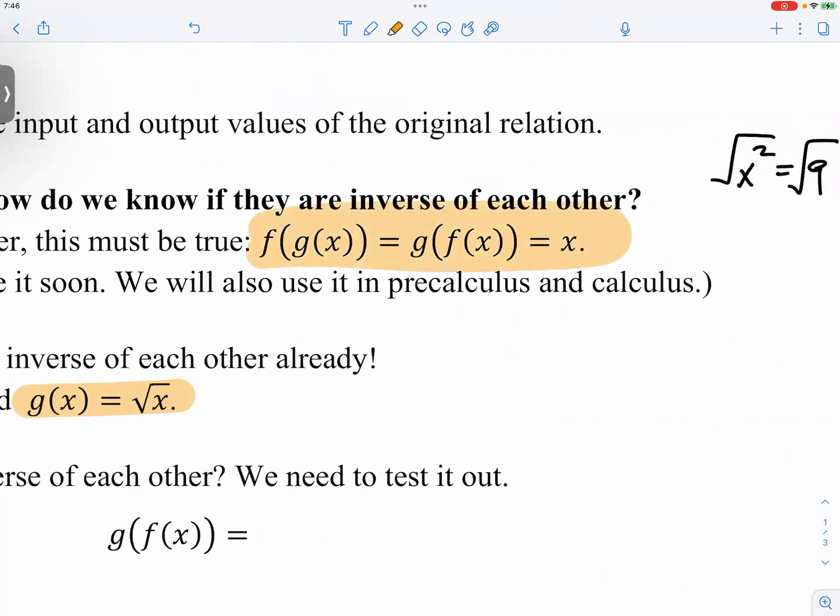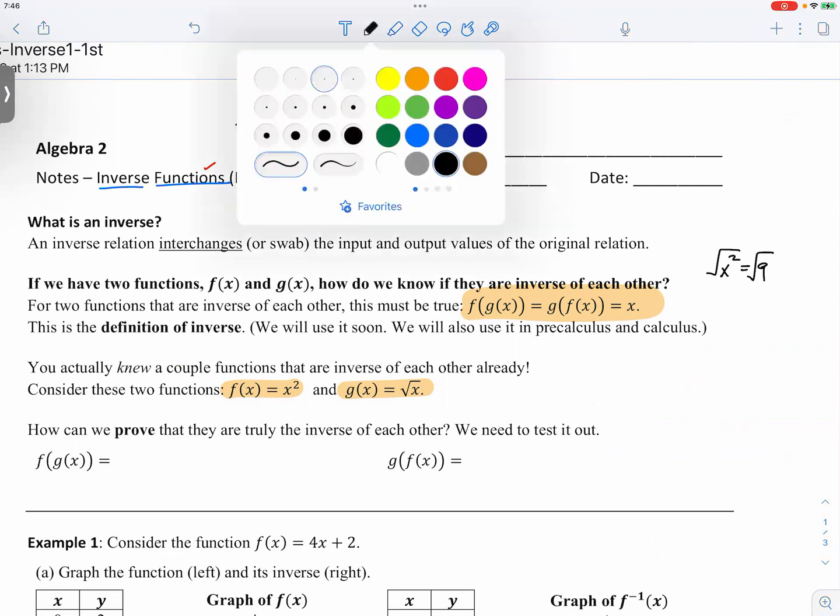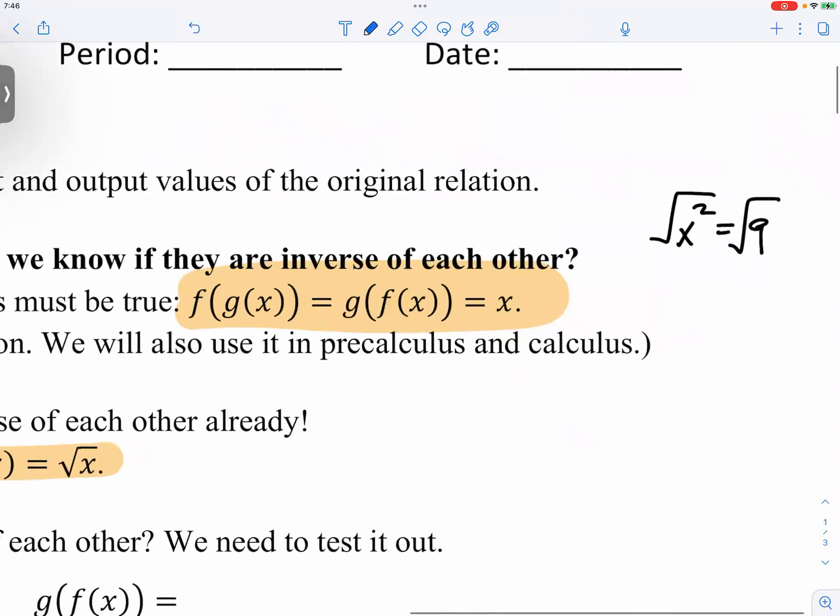Now, if you have a highlighter, I would strongly recommend you highlight this part. This is the official definition of what inverse functions are. In simple words, we'll say they cancel each other out.